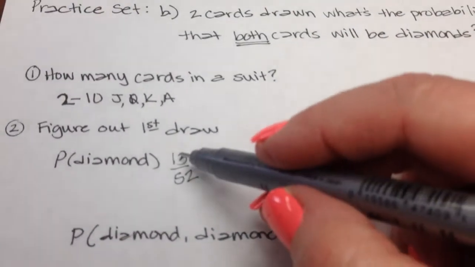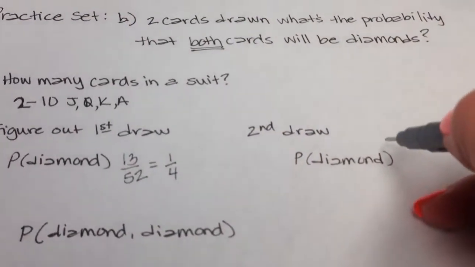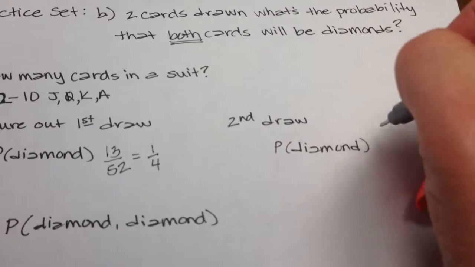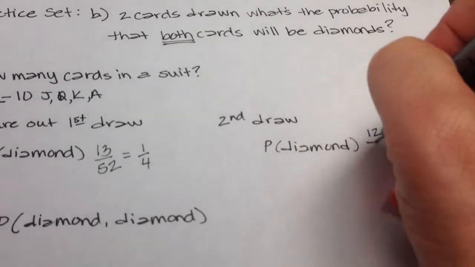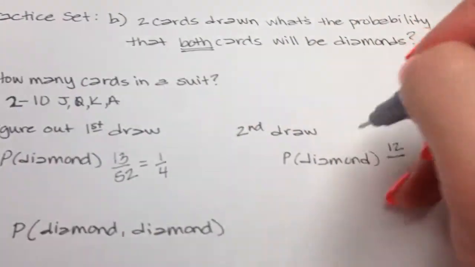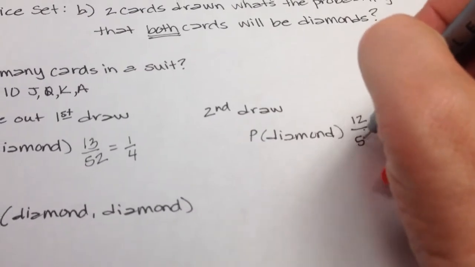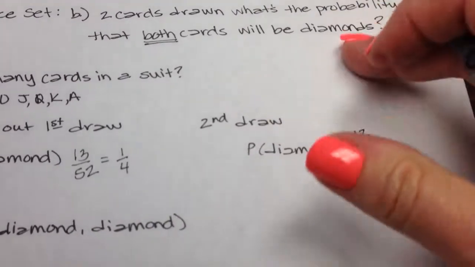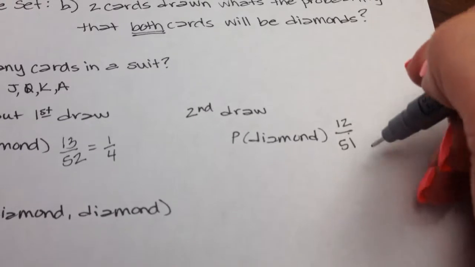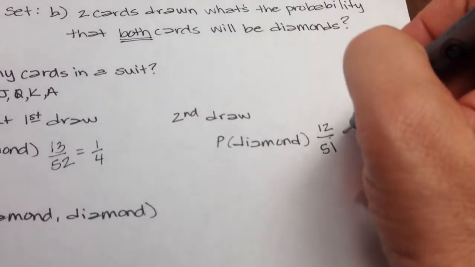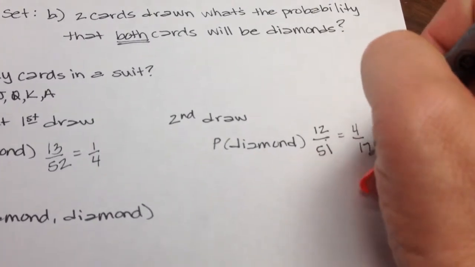All right, now I'm not putting that diamond back, and I'm trying to get another diamond. So now there's only going to be 12 diamonds, and there's only going to be 51 cards, because I didn't put that card back. So now I got 12 out of 51, and guess what? That can be reduced. I know it's weird, huh? That can be reduced to 4 over 17.